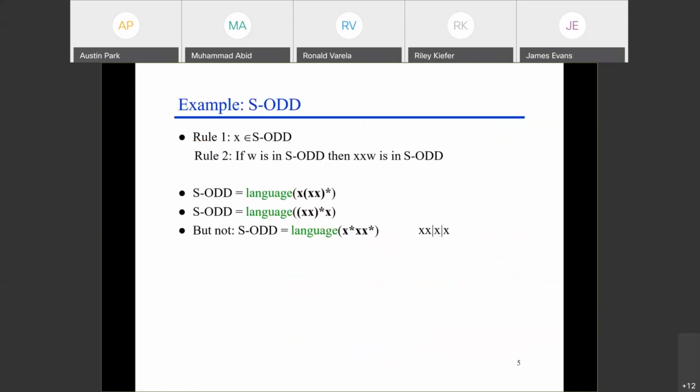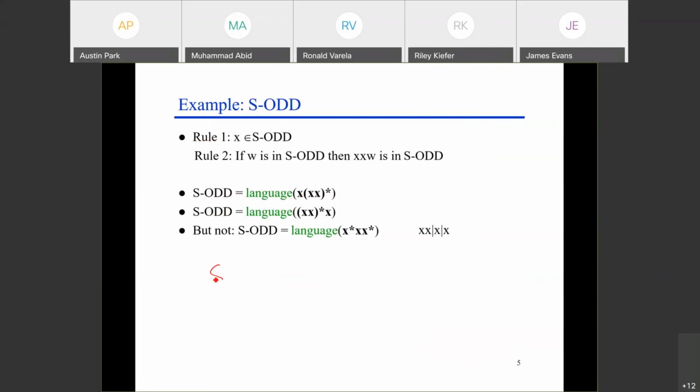So now we have this language here, S odd, and we write the recursive definition of this language. We are saying that X is a member of S odd, and if W is in S odd, then XXW is in S odd. So this is a language. Now how do we write the regular expression of that? So let's generate this language from this rule.